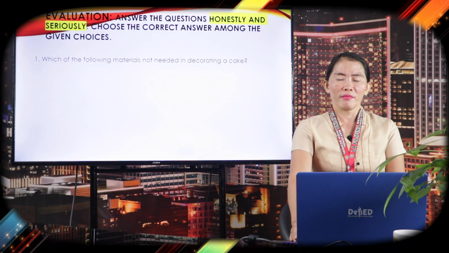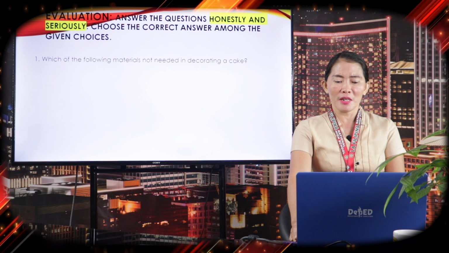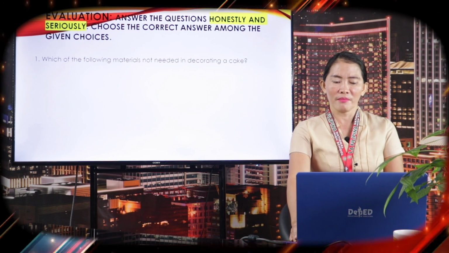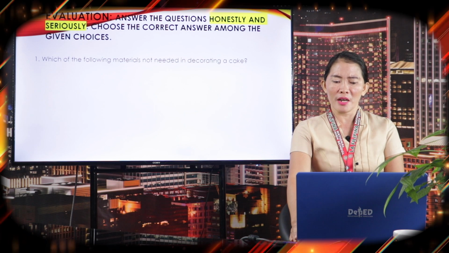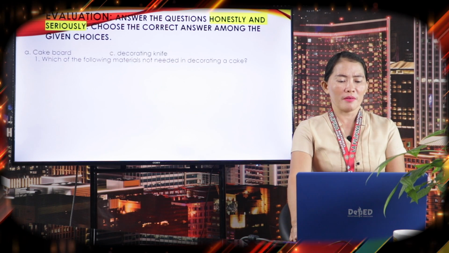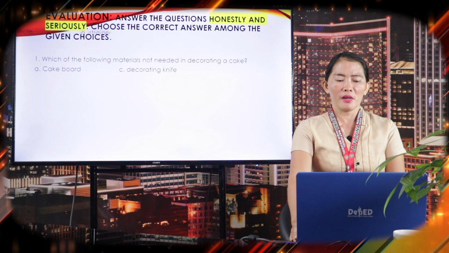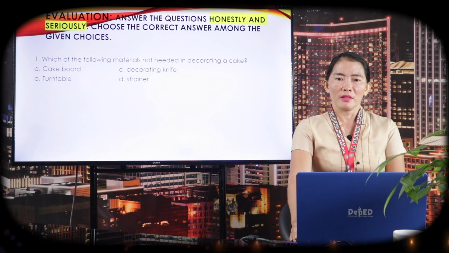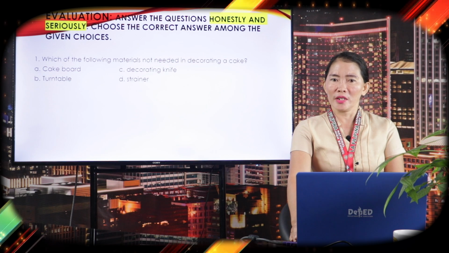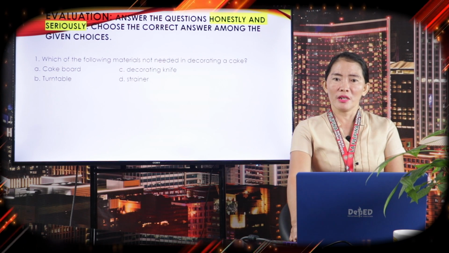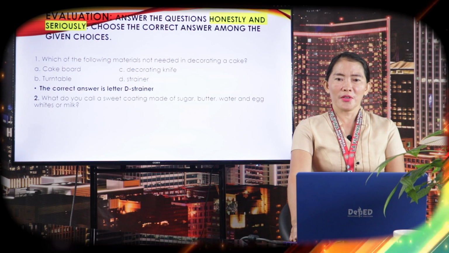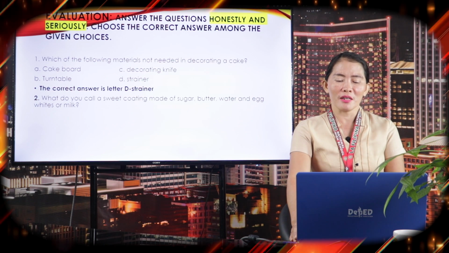Number 1. Which of the following materials not needed in decorating a cake? Letter A. Cake board. Letter B. Turntable. Letter C. Decorating knife. And letter D. Strainer.